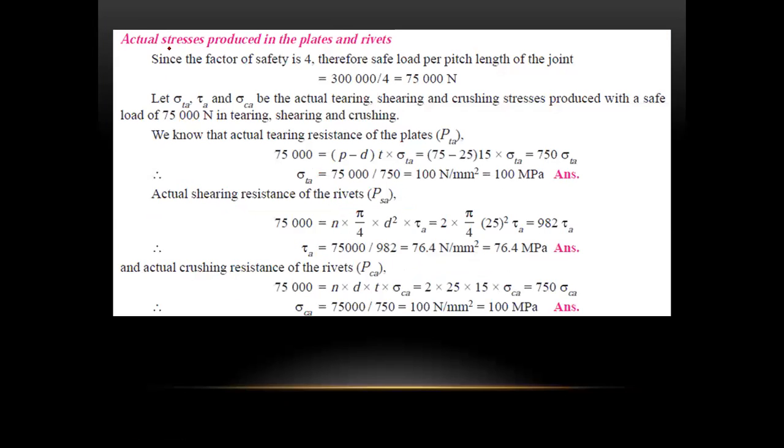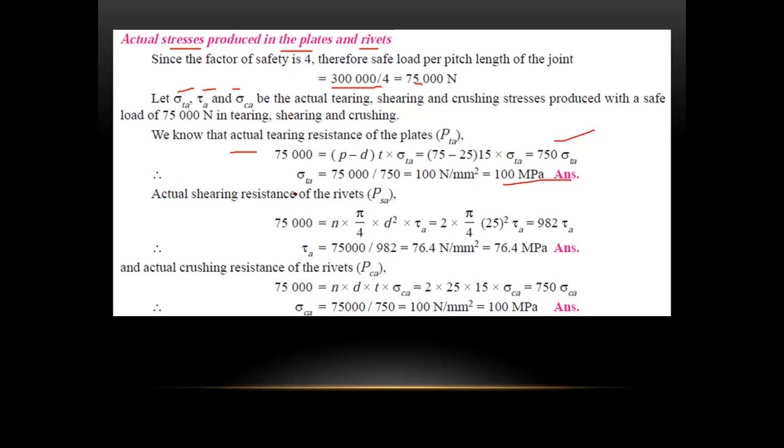Now the actual stresses produced in the plates and the rivets. Since the factor of safety is 4, the permissible force per pitch length is 300,000 divided by 4, that is 75,000 newtons. Let the tearing, shearing and crushing actual stresses be produced with this load of 75,000 N. The tearing resistance Pta is equal to (p minus d) t into sigma ta, so sigma ta is equal to 75,000 by 750. That is equal to this.